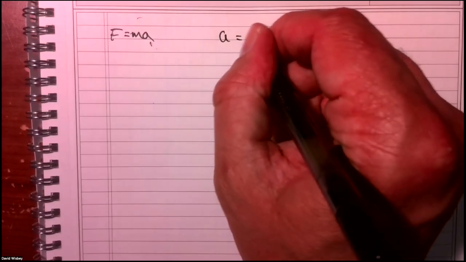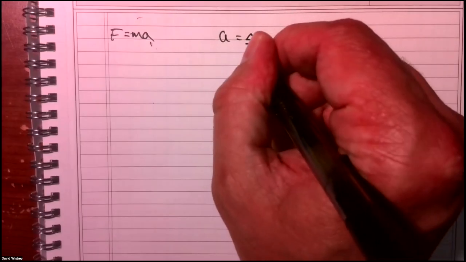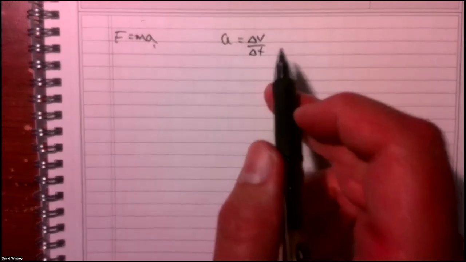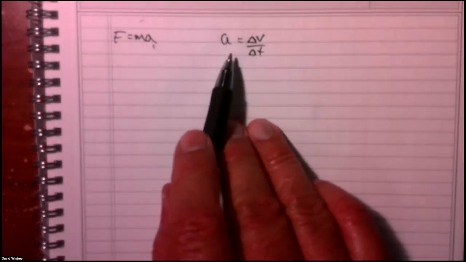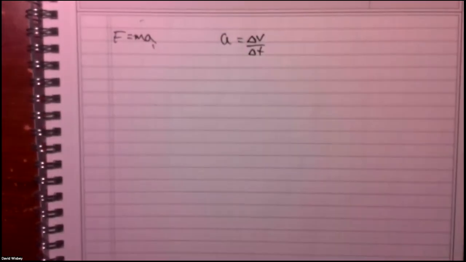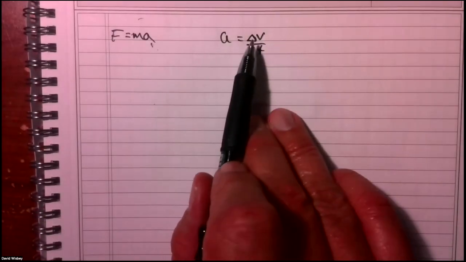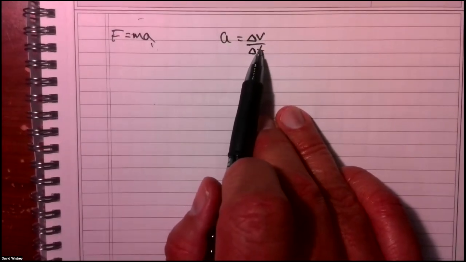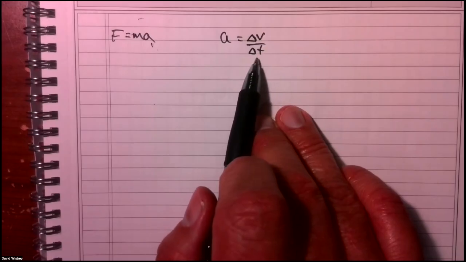And so we say that acceleration is equal to delta V over delta T, basically. If for some reason your velocity changed, then there was an acceleration. We talk about the rate of change of your velocity. How quickly did your velocity change? If it changed very quickly, that must have been a big force.